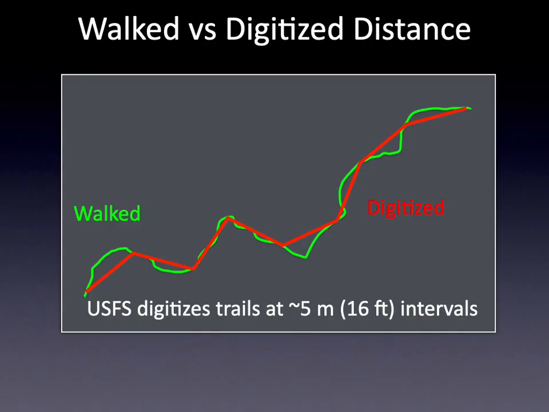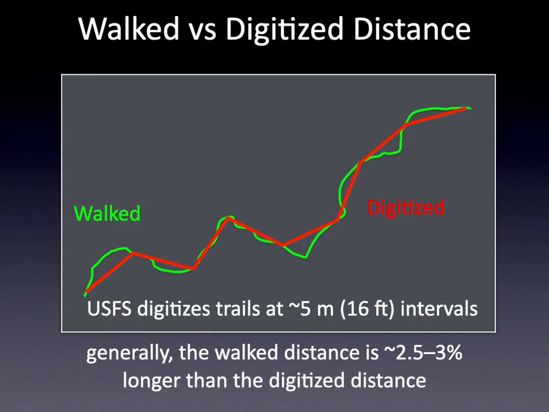And what that means is the digitized trail is not a perfect representation of what you actually walked. And the walked trail is almost always longer than the digitized distance. How much longer? Well, it's hard to say, but in my experience, on average, the walk distance is about 2.5% longer than the digitized distance.